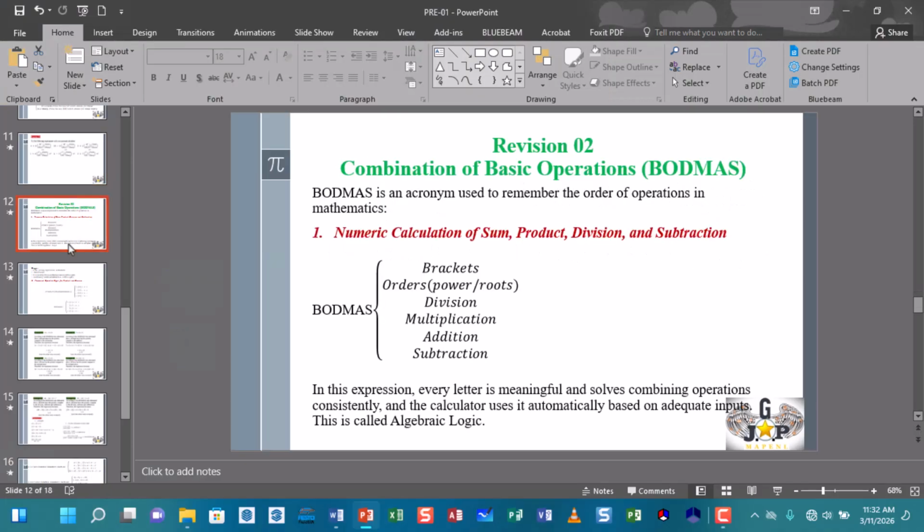Revision 2, we're going to touch the basic operations. We're going to go through BODMAS. This is where things start getting very serious. This is where you start becoming serious. I know this is a revision, but if you take it as a revision, you're going to miss out.